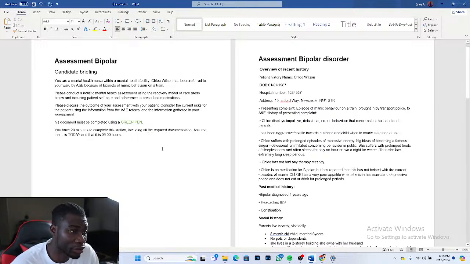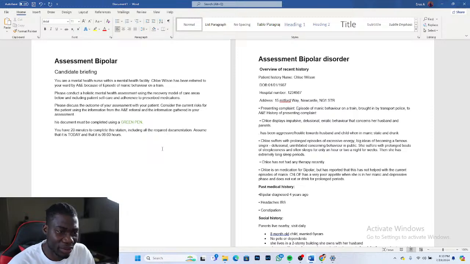So clearly you could see that this is an A&E. They've attended to the patient. So it was a general A&E that this person was sent to. They have seen this person and they are like, nah, this is more of a mental health issue.